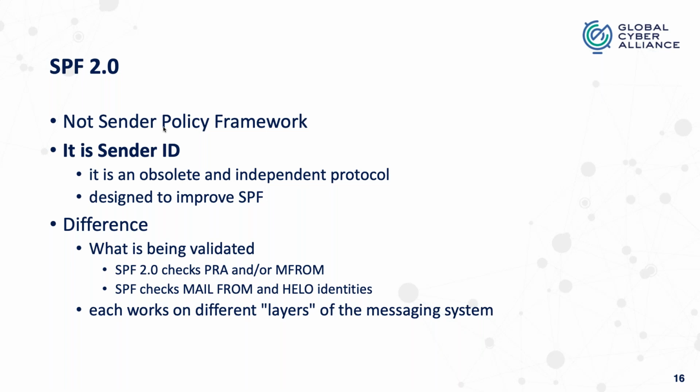So, what we just talked about: it was intended to improve upon SPF version 1, or v=spf1, but it actually never really got traction or worked. There are differences between the two in terms of what's being validated and how it's actually being used. So don't get that confused. They're two different things, independent of each other. SPF 2.0 is not something you're going to use with DMARC, and you're not going to use it when creating the SPF policy that we just talked about.